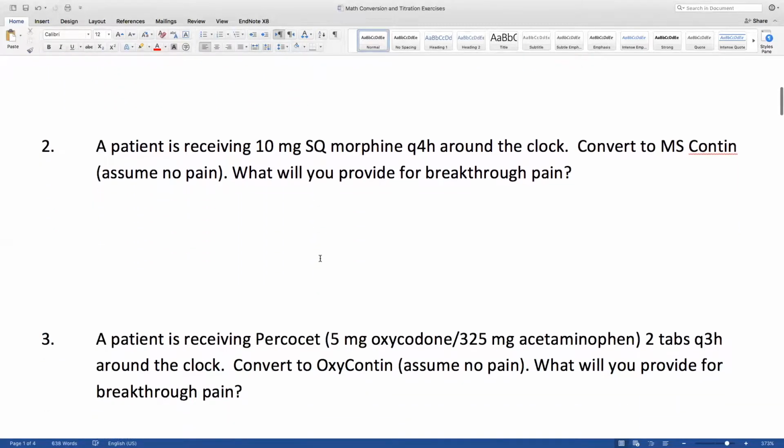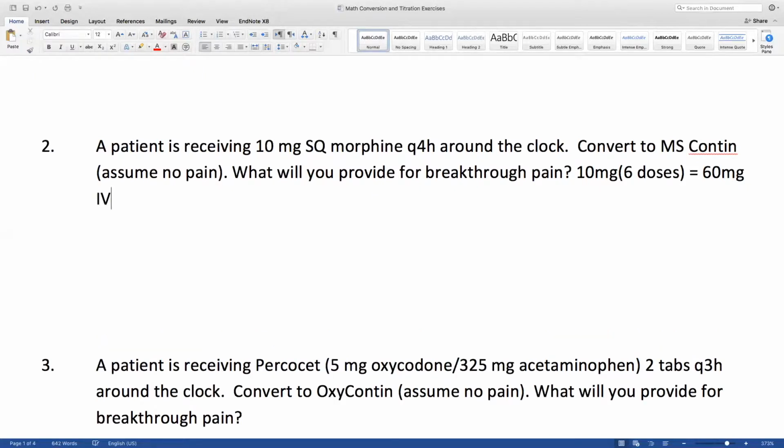All right, let's try another one. 10 milligrams sub-Q morphine, Q4 around the clock. So how many doses would the patient get? 10 milligrams times 6 doses would be what, 60 milligrams of IV, because subcutaneous is parenteral, right? IV/sub-Q morphine.